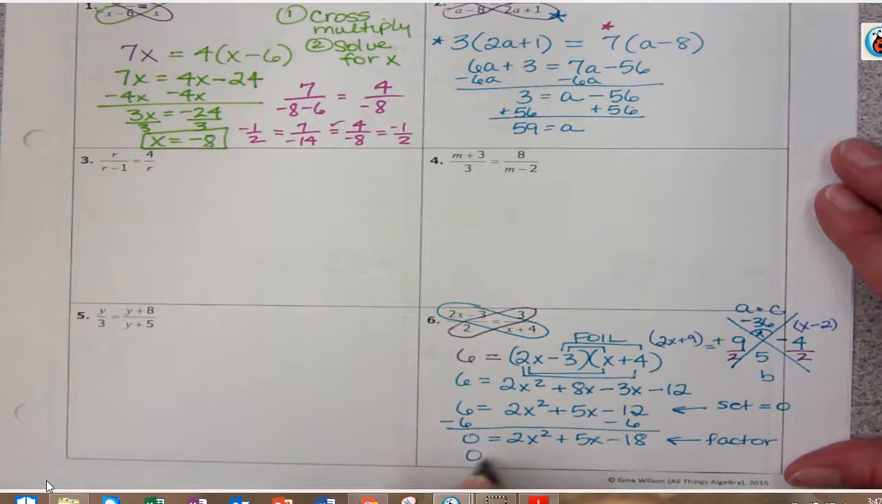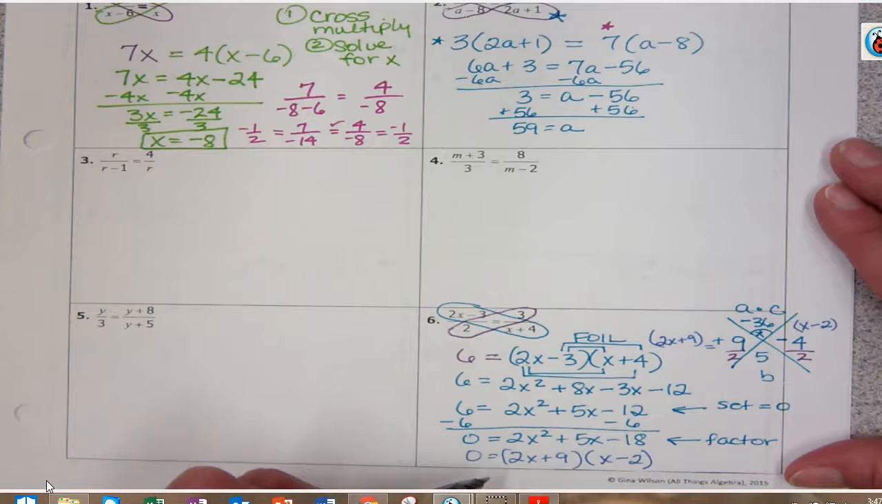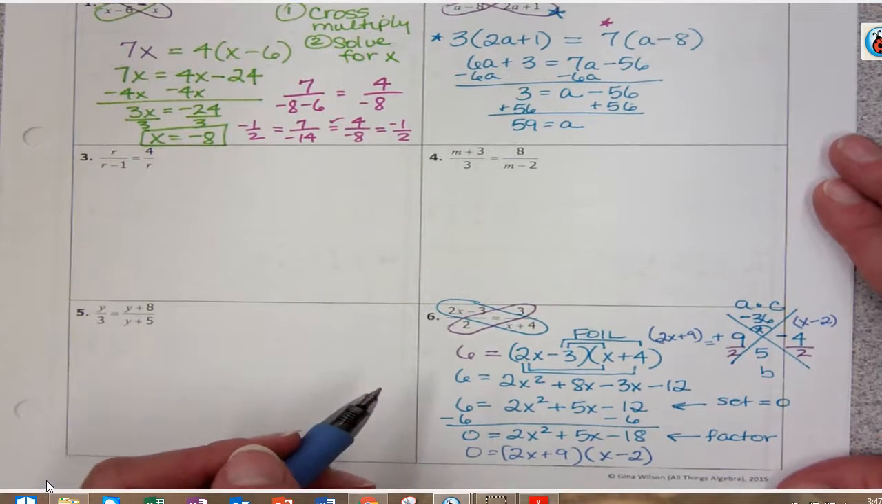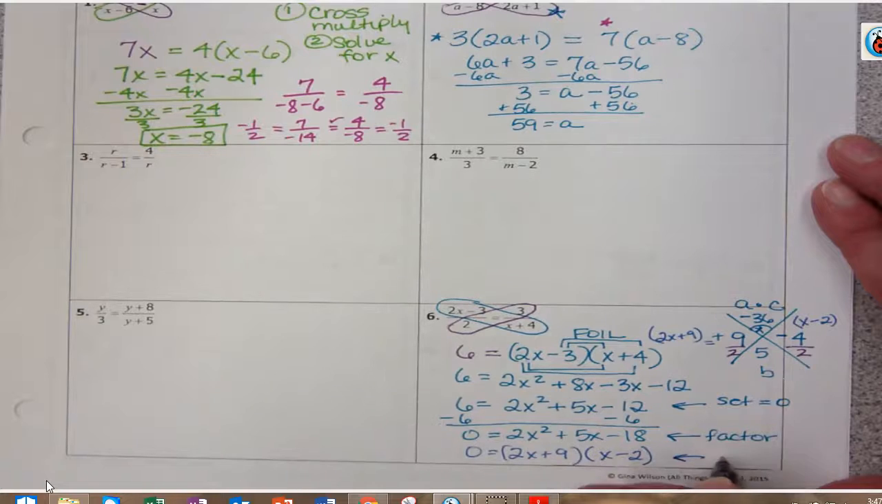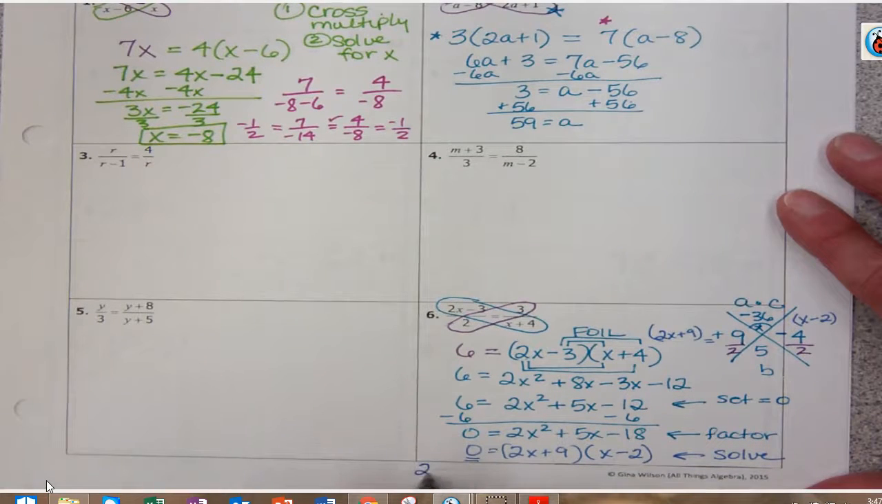So I'm left with 0 equals 2x plus 9 times x minus 2. Now, one thing we have not been doing is solving from here. We've been leaving it at this state. This is no longer enough. We need to solve. So we know that when we're multiplying two binomials, one of these has to equal 0 for this to be 0. So either 2x plus 9 is going to equal 0, or x minus 2 is going to equal 0.